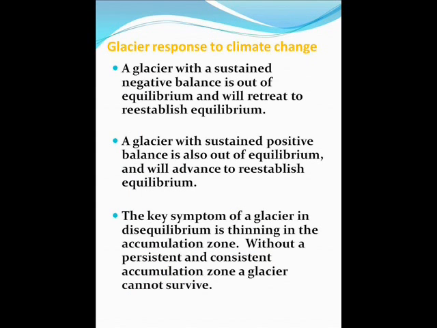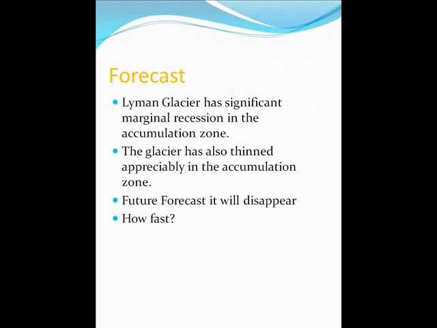Now glaciers respond to climate change. If you have a negative mass balance, you're out of equilibrium, you try to retreat to reestablish it. If you have a positive balance, you try to advance to establish it. Now if a glacier cannot retreat to a new point of equilibrium, it's in disequilibrium, and it will thin in the accumulation zone. It won't have an accumulation zone.